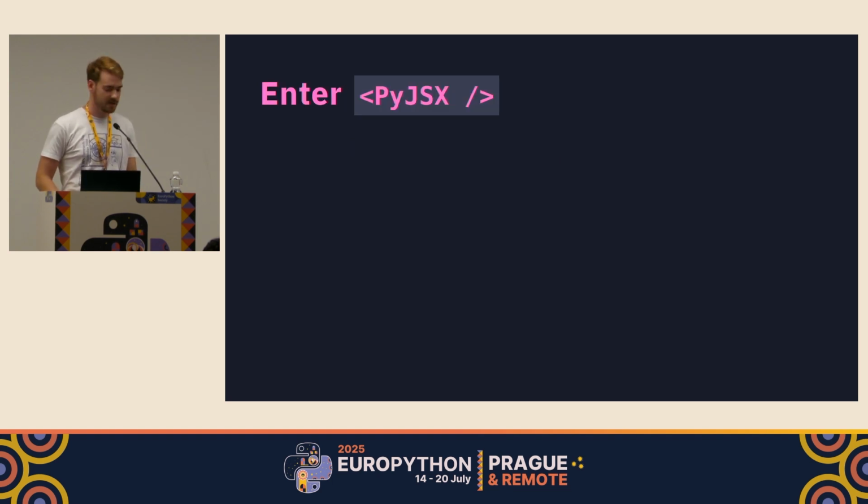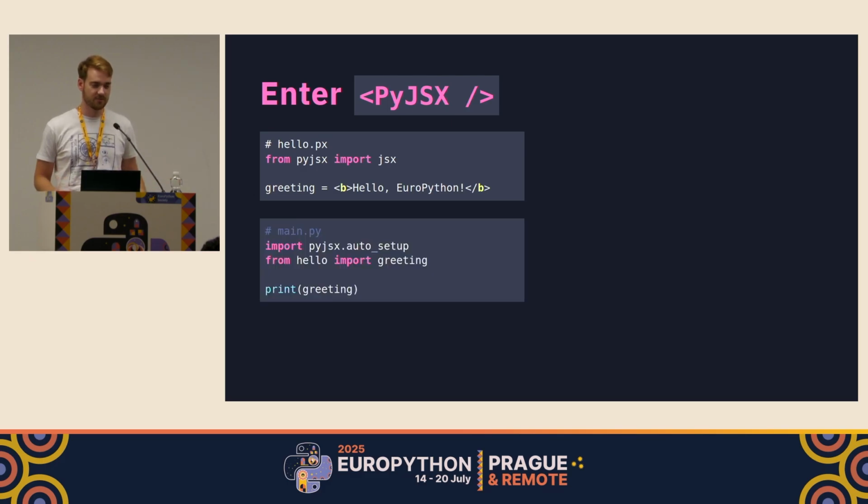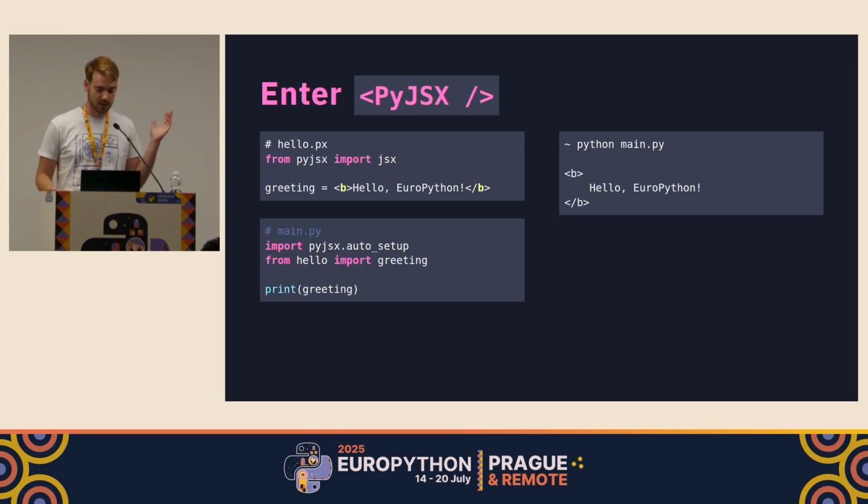Here's a quick demo of what you can do with PyJSX. This is a super simple file called hello.px. I use the px extension to distinguish it from a regular Python file. I'm just defining a variable and assigning some HTML elements to it. To make this runnable, I need one more Python file where I do some initial setup, and then I just import this other file. I import the variable and then just print it. When I run this as a regular Python file, I get the output that I'm expecting. I just get some HTML out of it.